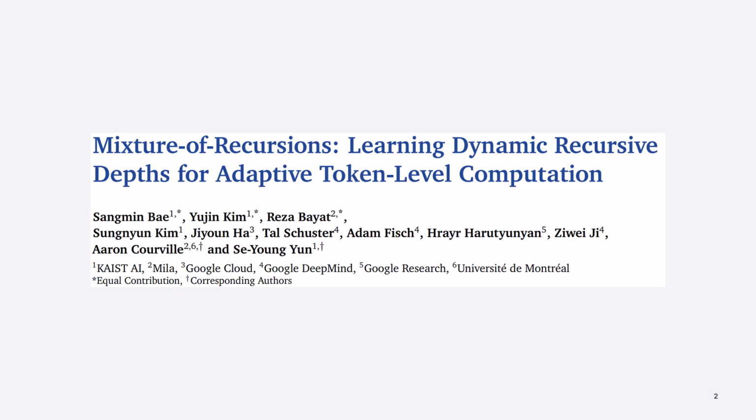This paper was posted on arXiv in July and is a collaboration led by researchers at KAIST with collaborators including Google DeepMind. Since its release, it has quickly drawn strong interest across several research communities.